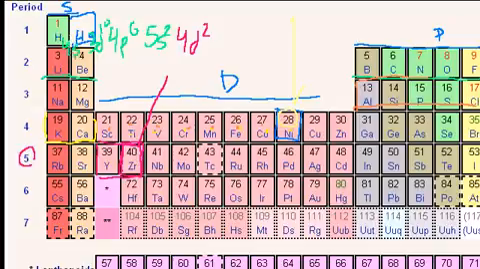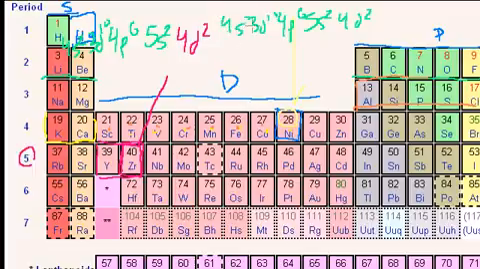This is getting messy. Let me just write that. So we have 4d2. That's those two there. Then you have 5s2. Then we had 4p6. That's over here. Then we had 3d10. Remember, 4 minus 1. So 3d10. And then you had 4s2. And you just keep going backwards like that.